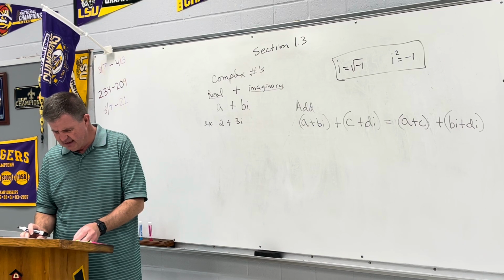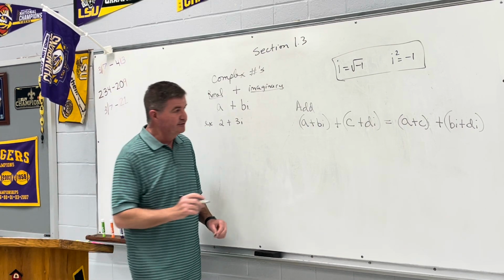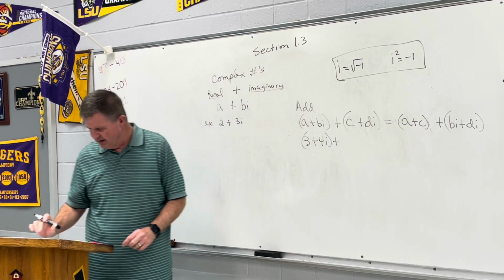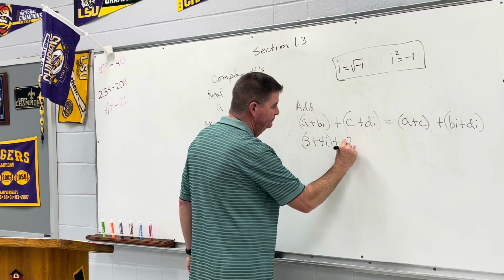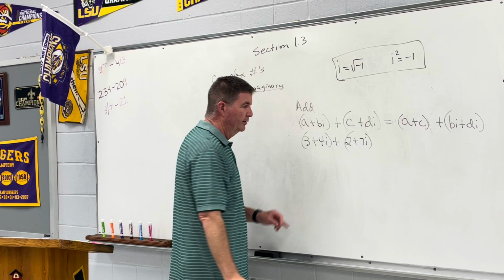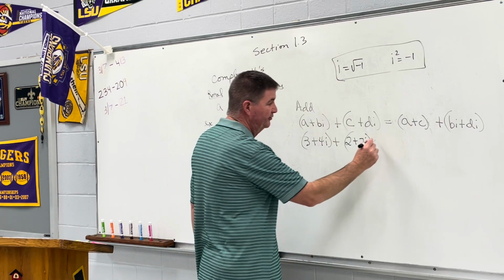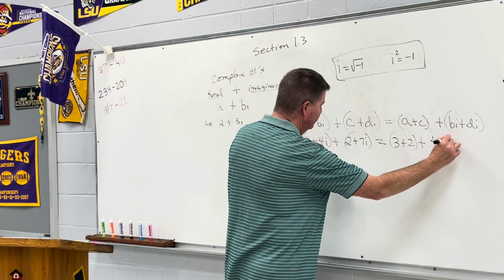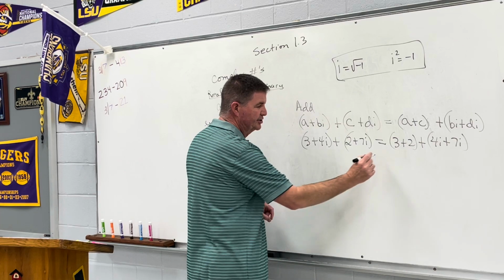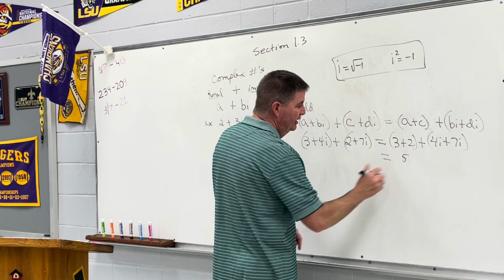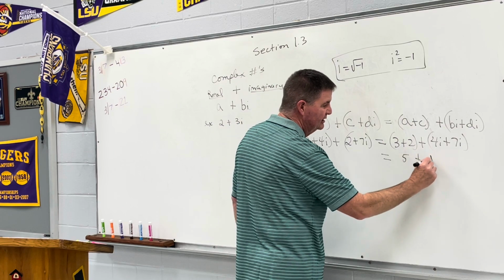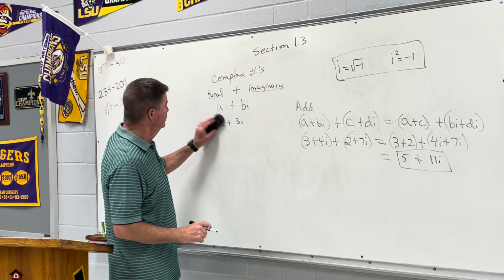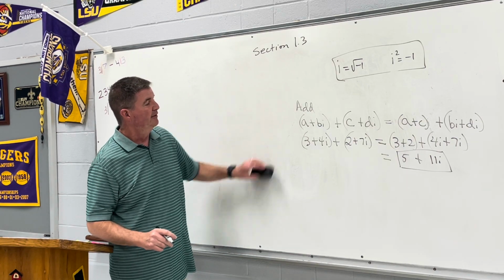So if they ask us to simplify 3 plus 4i plus 2 plus 7i, we're going to do exactly what it says. Plug it into the formula. It's going to be 3 plus 2 plus 4i plus 7i, which 3 plus 2 is going to give me 5, plus 4 plus 7 is 11i. So 5 plus 11i would be our answer for the addition of the complex numbers.